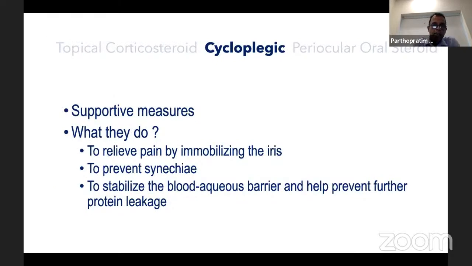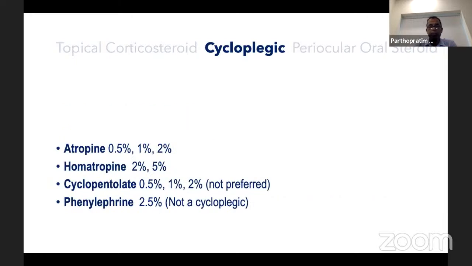Now coming to the cycloplegics. Cycloplegics are mainly used for supportive measures. What else do they do? They relieve the pain by immobilizing the iris. They prevent synechia formation, so the risk of complication from the anterior chamber inflammation is less. And most importantly, they stabilize the blood aqueous barrier and help to prevent further protein leakage. So they hit the basic mechanism of the inflammation. They have an important role in stabilizing the blood aqueous barrier.